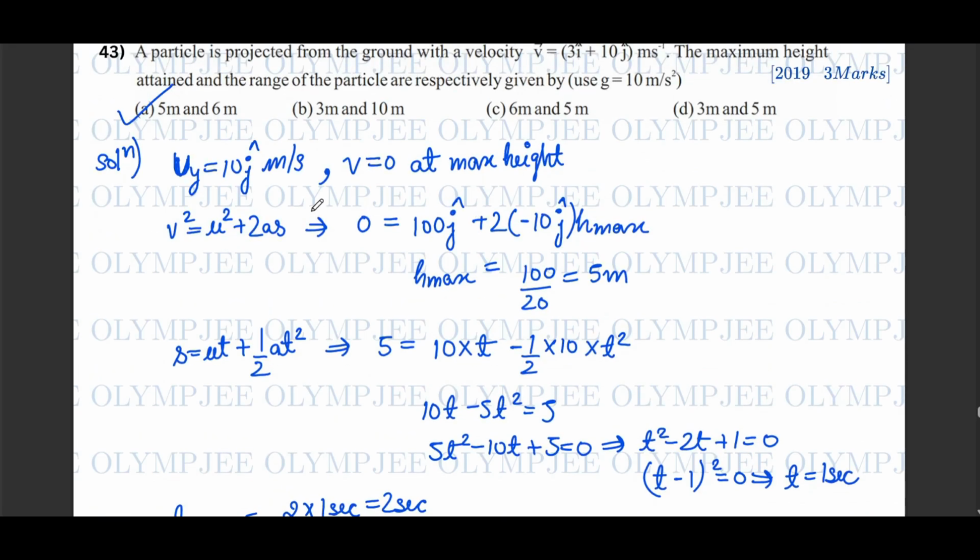So the time taken to cover the range is twice of 1 second, which is 2 seconds. So range is equal to ut, which is 3 into 2, which is 6 meter. Since the horizontal velocity is 3i cap, the range is 6 meter, which matches with option A.